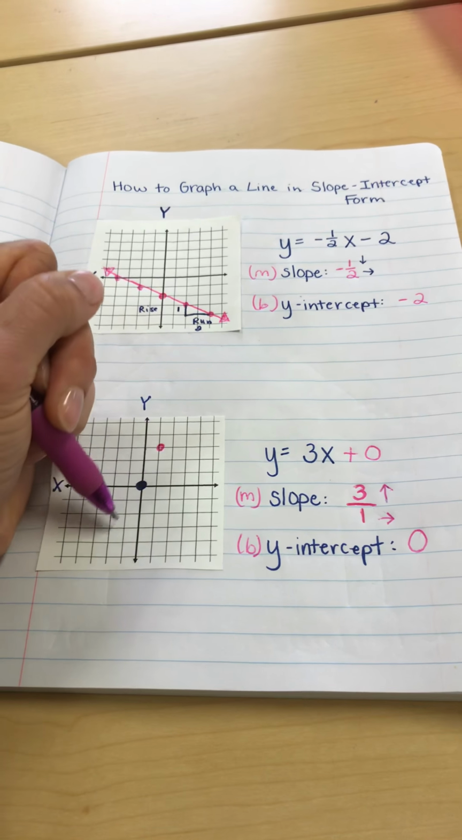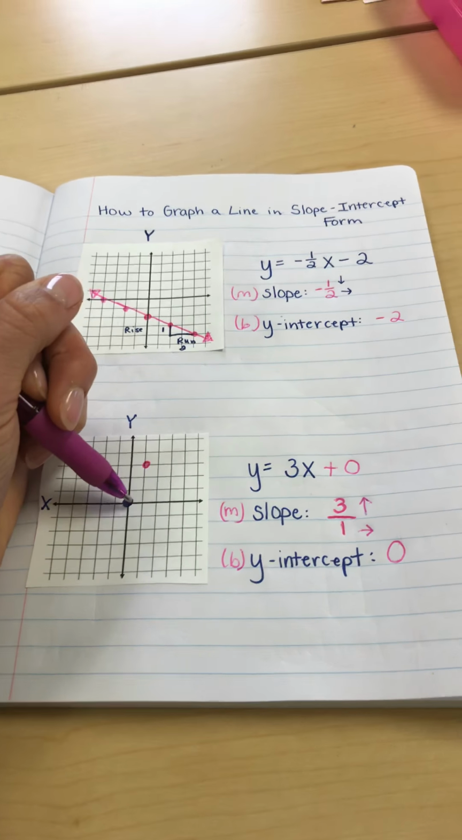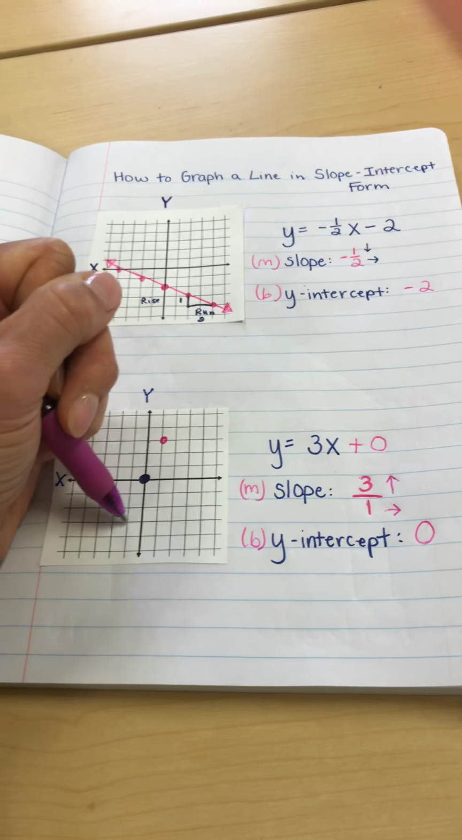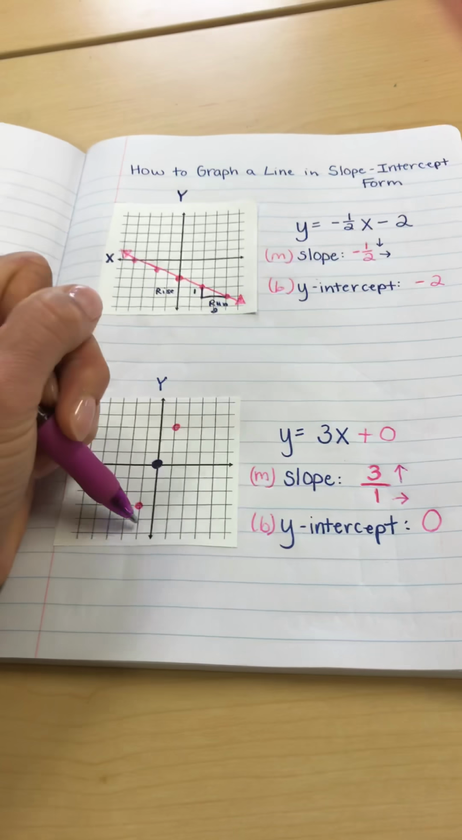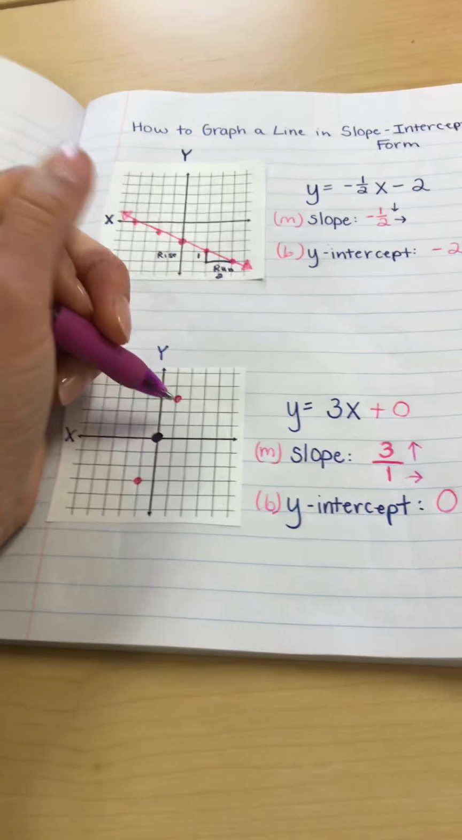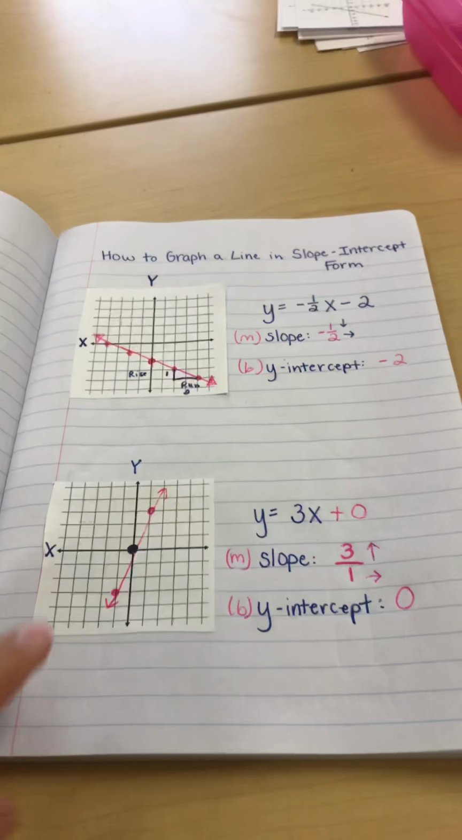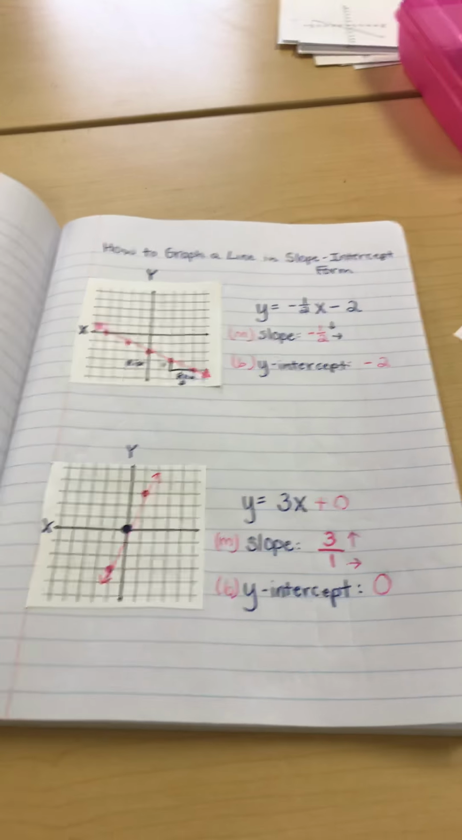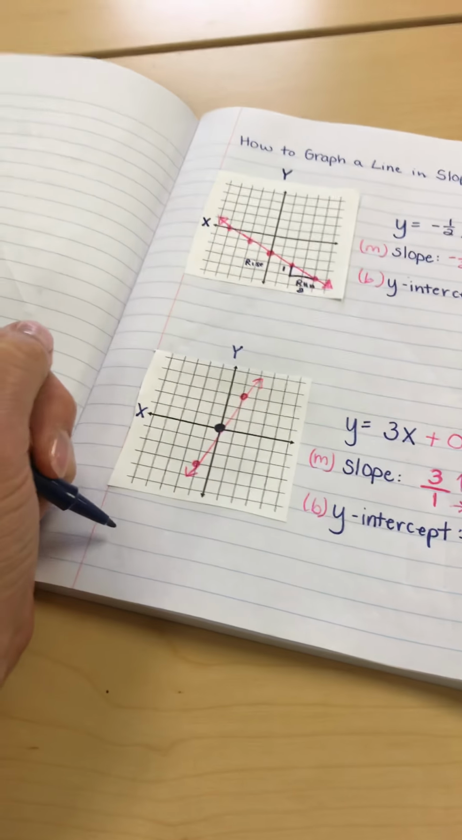My line's going to go this way. So let's bring it down. Down 3, over 1. Down 3, and I don't have room to go down anymore. So we're going to connect them. So there's our line.